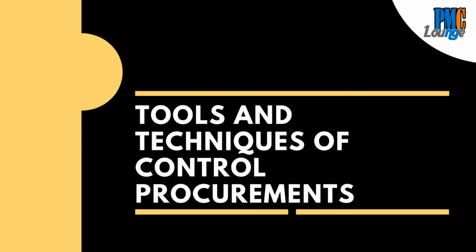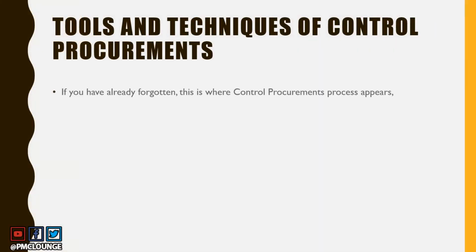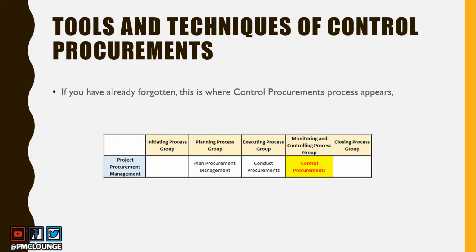All right, let's get started. So first of all, if you have already forgotten, let me remind you where the control procurement process lies. This is where it appears in the monitoring and controlling process group under the procurement management knowledge area. We have already discussed what this process is all about. We've also discussed the previous processes. Today we are discussing the tools and techniques used as part of this process.